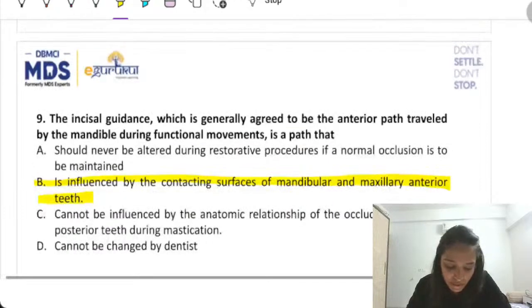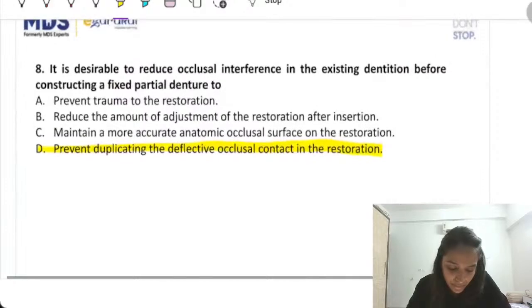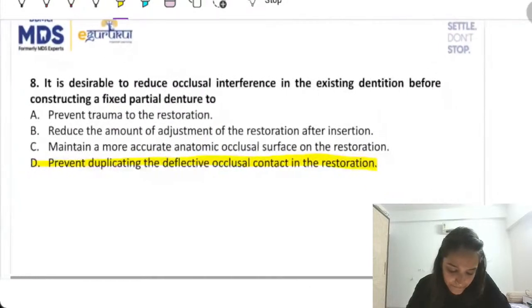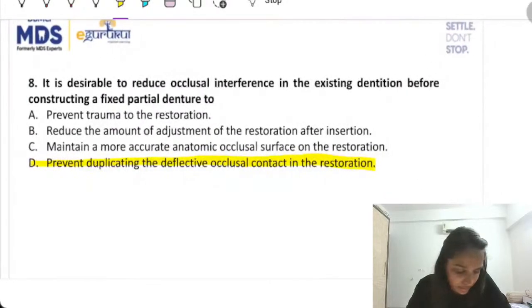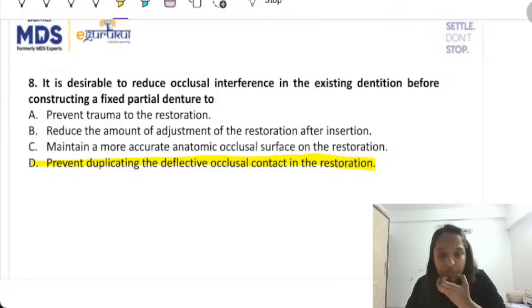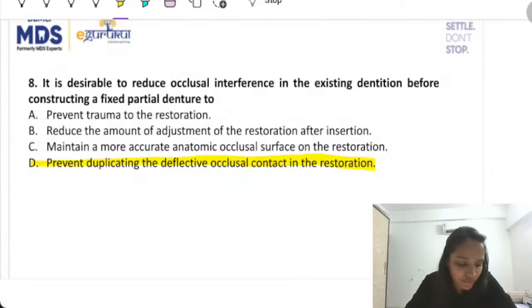Then we'll move to question number 8. Just give me a confirmation. Is question 9 clear for all of you? What exactly is anterior guidance? Then we can move ahead to your question number 8.